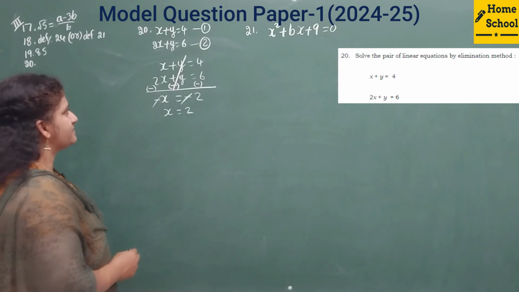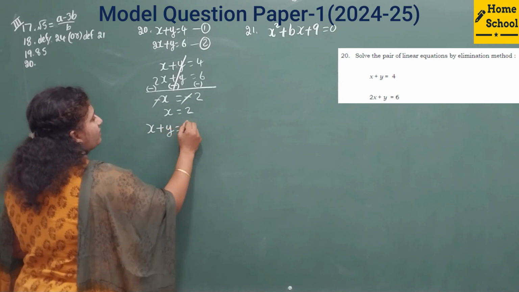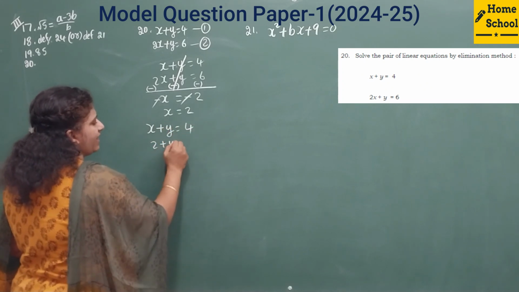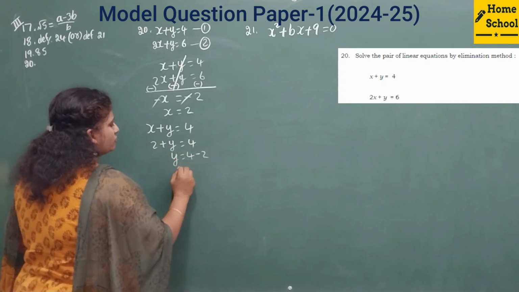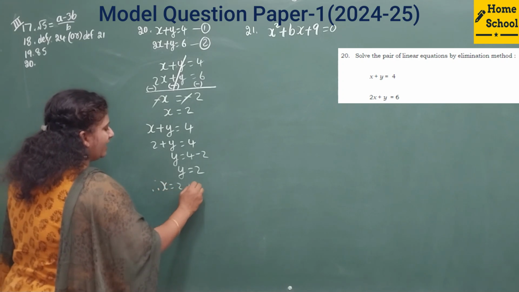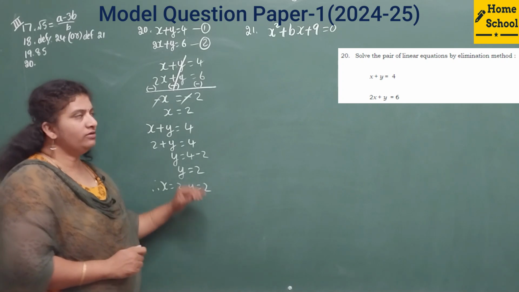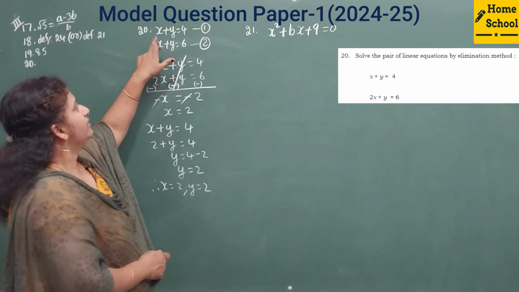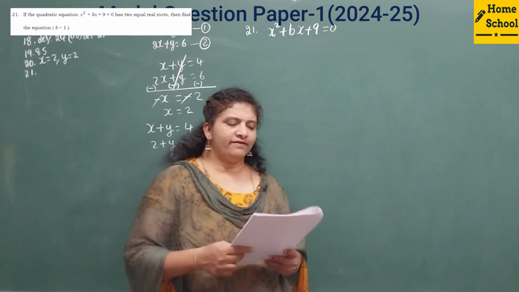This x value, substitute in any one of the equations. I'll substitute in the first equation. 2 plus y is equal to 4. y is equal to 4 minus 2, that is y is equal to 2. Therefore, x is equal to 2 and y is equal to 2. If you want to check whether it is right or wrong, substitute in any one equation. 2 plus 2 is 4. Yes, it is correct. 21st problem.